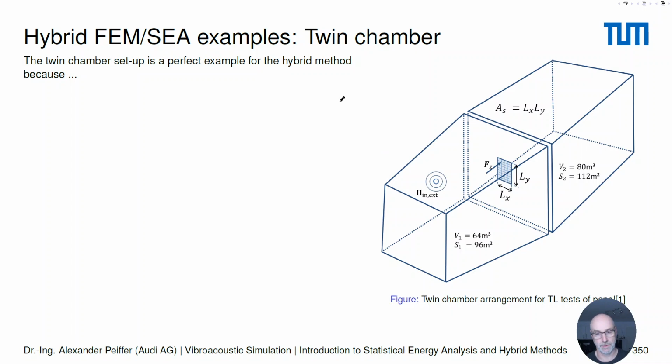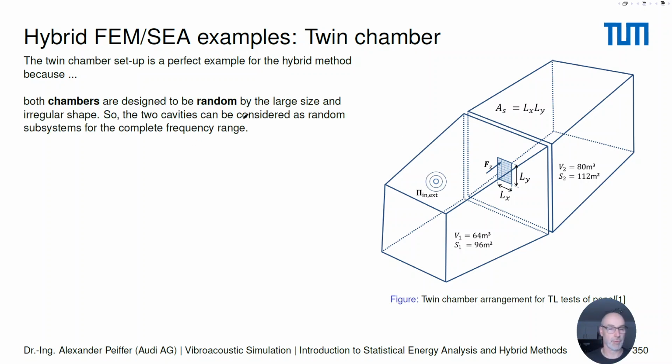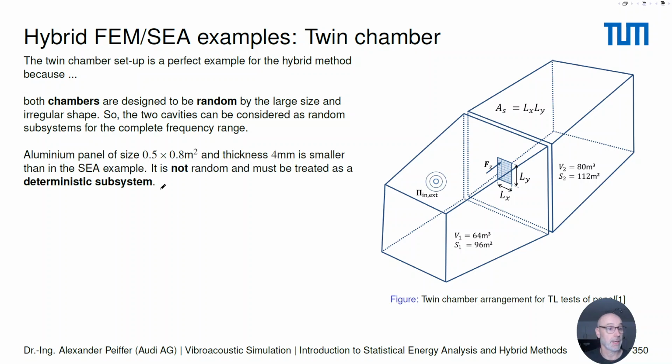So the most interesting and clearest case of a hybrid example is a twin chamber. Why is that? Because both chambers are designed to be random by nature. I mean, this is the definition in the norm. There should be a diffuse sound field in those chambers, meaning that there definitely has to be a random subsystem. And this is the case for the full frequency range.